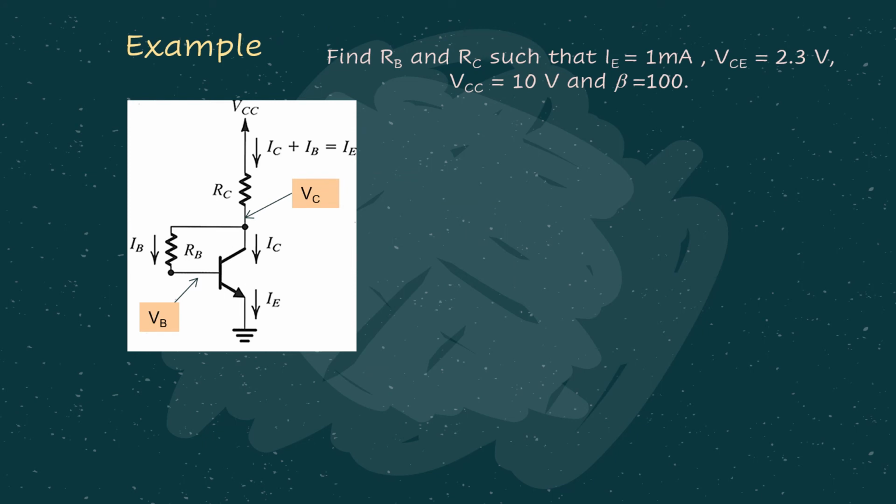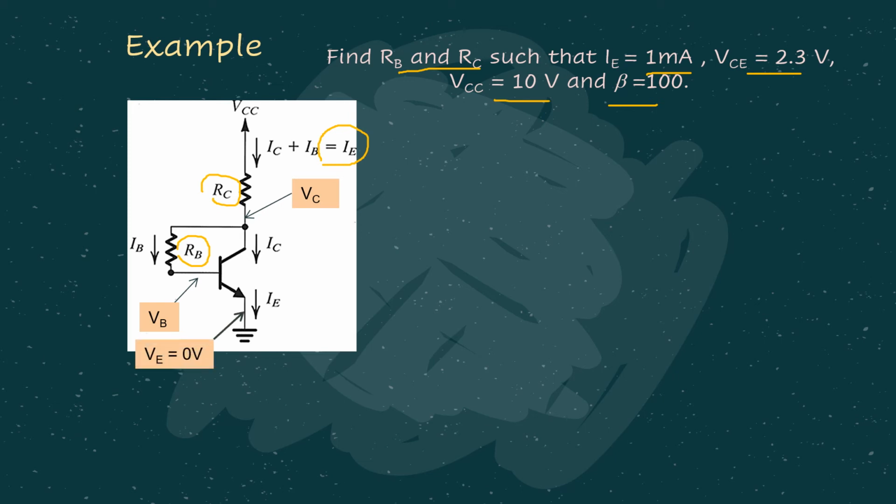In this particular example, we are supposed to find the value of RB and RC. IE is given, VCE is given, we have VCC of 10 volts and beta is given as 100. So we are supposed to find these two resistors, RB and RC. That's the thing. As I mentioned just now, the tricky part is here, where the current flowing through RC should be IE, not the typical IC.